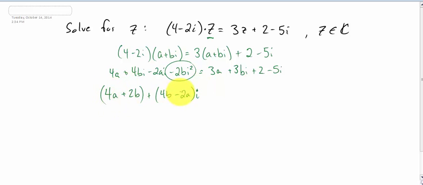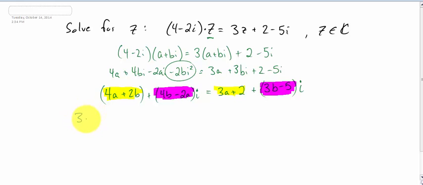So real part, imaginary part, equals 3a plus 2, plus (3b minus 5) times i. So we have real part equals real part, and imaginary part equals imaginary part. If these complex numbers are going to be the same, if this is an equation, the reals have to equal the reals, the imaginaries have to equal the imaginaries.